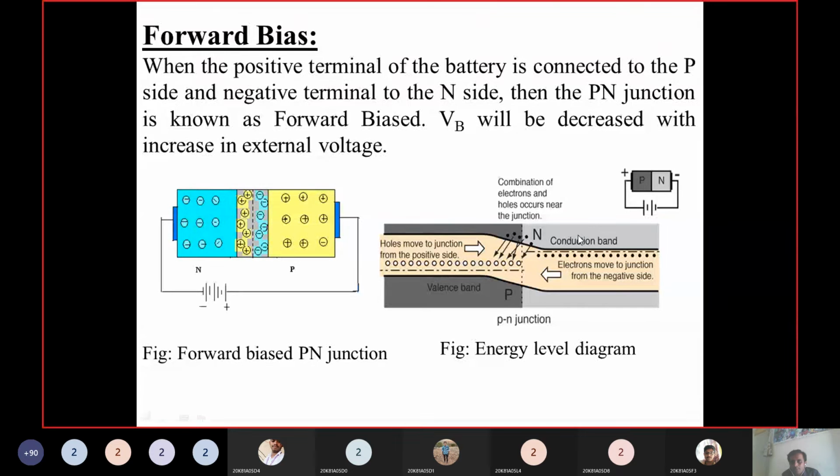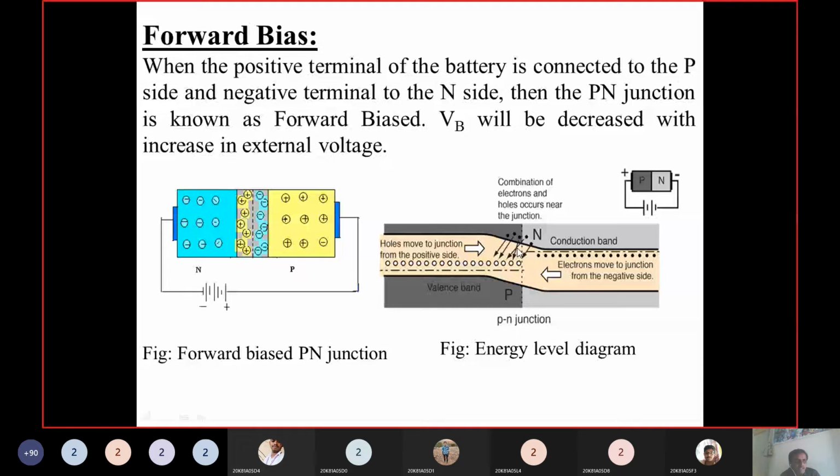Those electrons move freely from this conduction band to this conduction band. Similarly, holes move freely from this valence band to this valence band. If you observe here, recombination takes place at the junction. We will discuss that recombination later, in the applications in the third unit, since there are some applications based on this recombination.